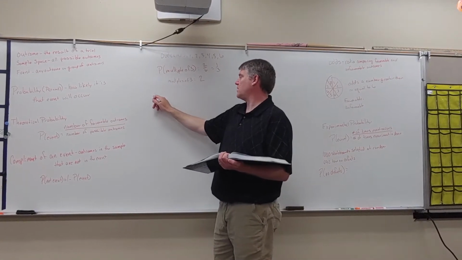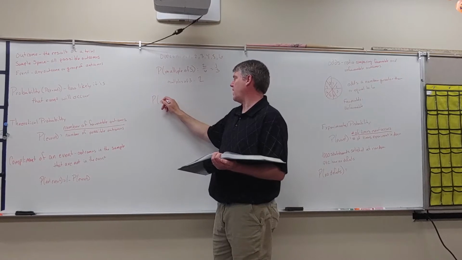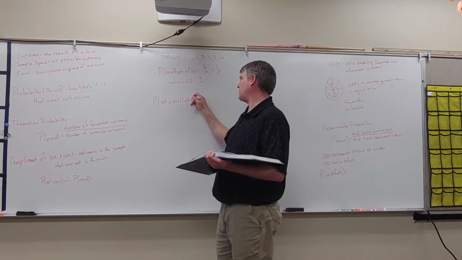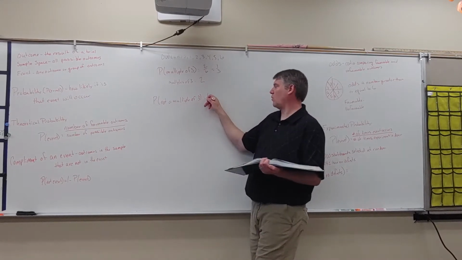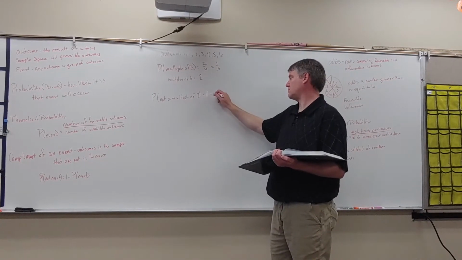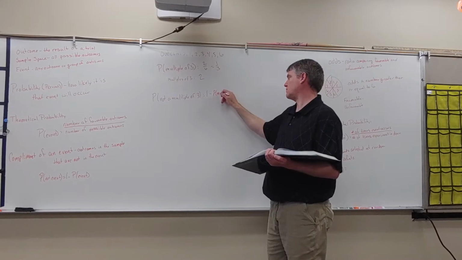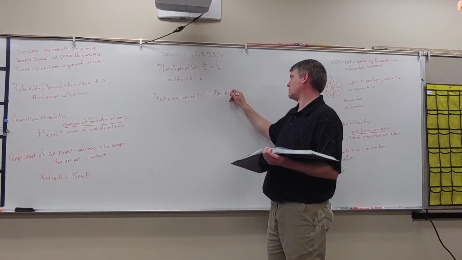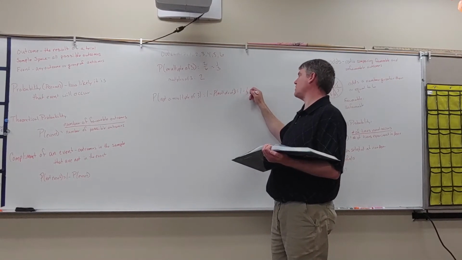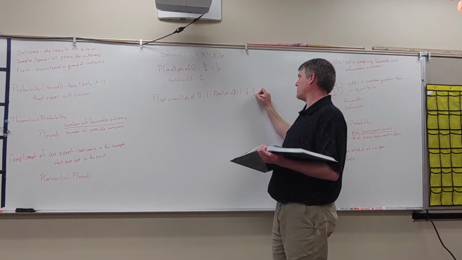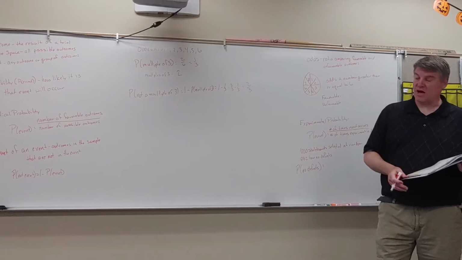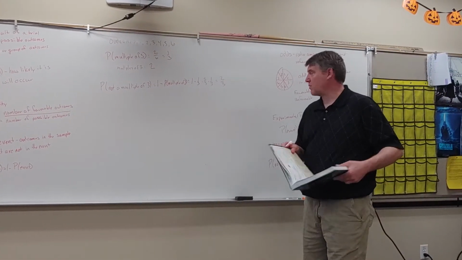Now, the probability of rolling not a multiple of 3 is equal to 1 minus the probability of rolling a multiple of 3. So this becomes 1 minus 1/3. That gives me 3/3 minus 1/3, which is 2/3. So that's theoretical probability.